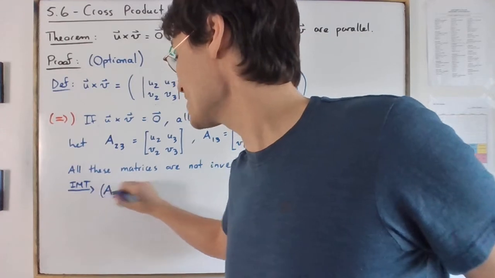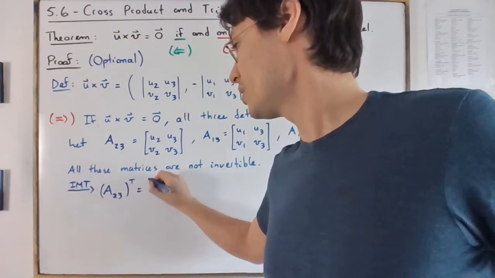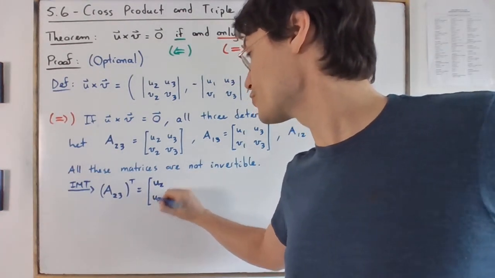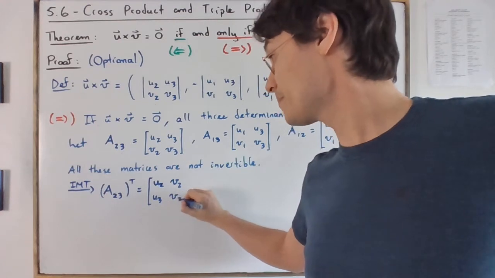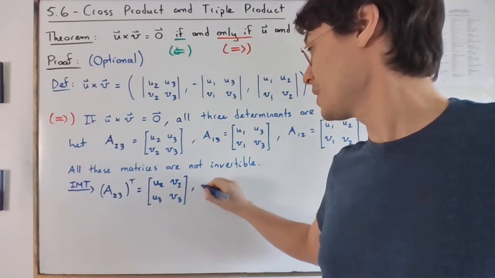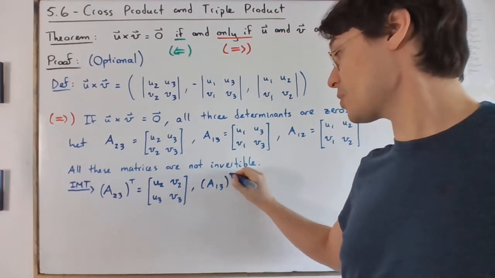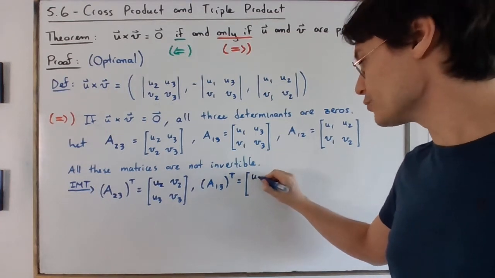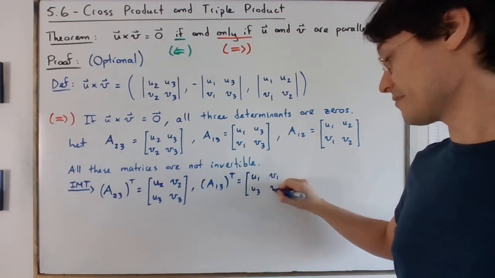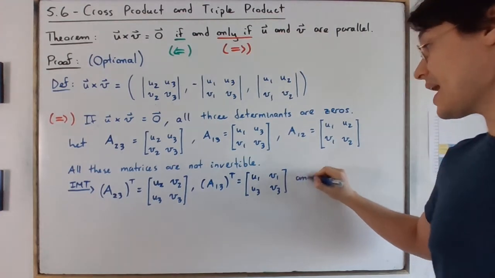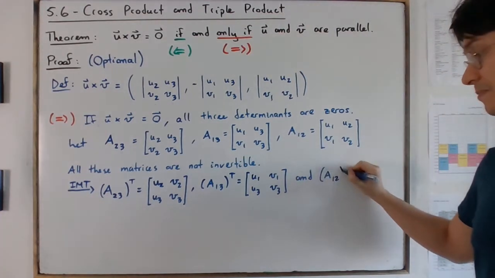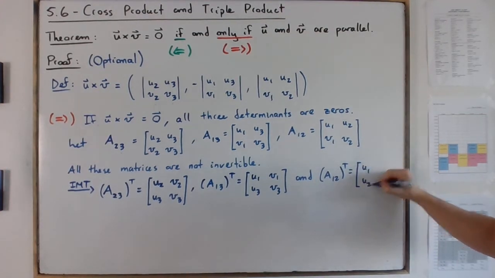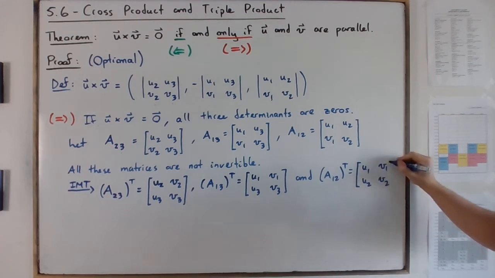A2, 3 transpose, and actually let's write them down. It will be very useful, right? So U2, U3, V2, V3, okay? Then A1, 3 transpose, okay, which is U1, U3, V1, V3, and A1, 2 transpose, which is equal to, there you go, U1, U2, V1, V2, okay?